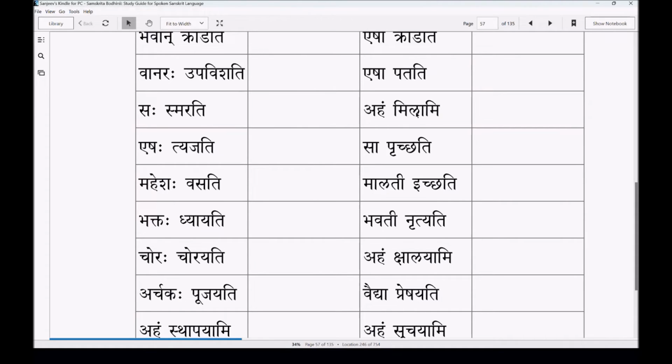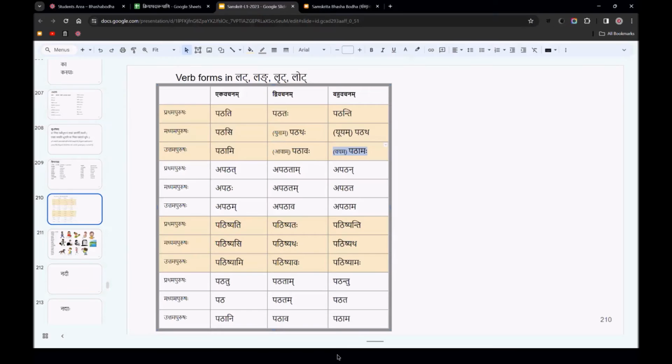No, there milami is there, so for Bahuvachana we want to use Uttama Purusha. So aham milami becomes vayam. What will be the form of milami? If you look at the table here, milami is like pathami. So what is the Bahuvachana form of milami?